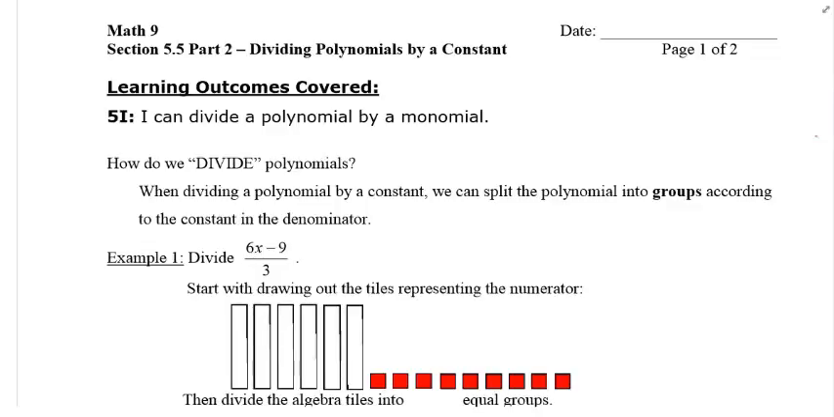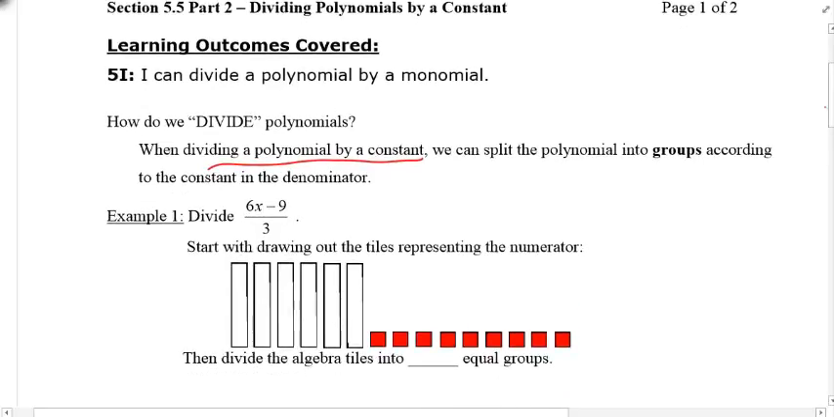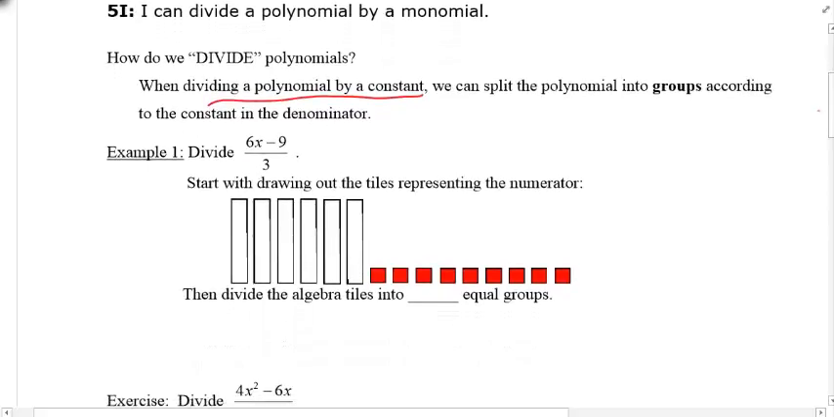Dividing a polynomial by a constant is really the idea of splitting up the polynomial into groups. So if I have 6x minus 9, and I divide that by 3, I'm going to start by drawing out the numerator, which is 6x minus 9. I did that for you, right? And then I want you to divide it by 3. So I want you to split into 3 groups.